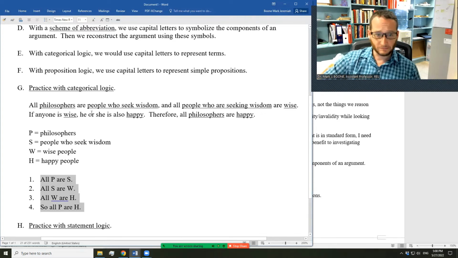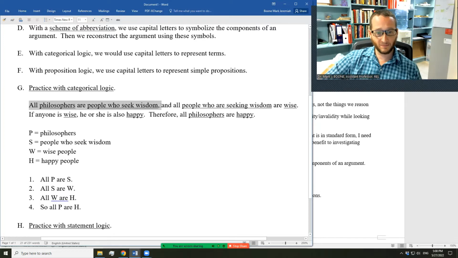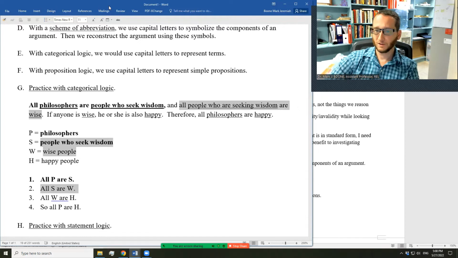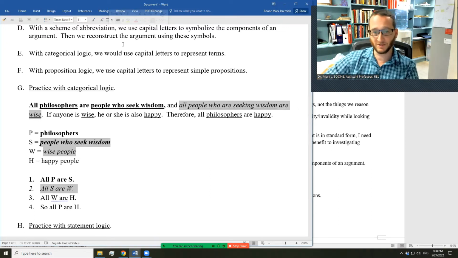Now let's check our work. The first premise tells us all philosophers are people who seek wisdom. That's all P R S. So far, so good. Let's bold that first premise. Our next premise, all people who are seeking wisdom are wise. Let's italicize that. All S R W. Yes, that is our second premise.